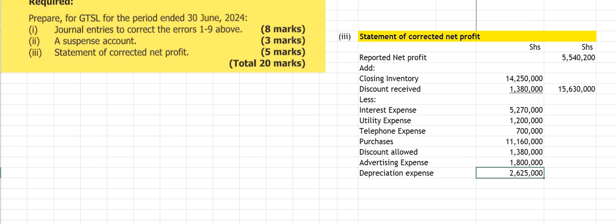So you add this in total. Add all this, and we come up with 24,162,000. So this is what we have. We have the 5,270, we have the 1.2, we have the 700, the 11,160 is there, the 1,380, the 1.8, and then the 2,625. So what we have to do now is to get our corrected net profit figure.